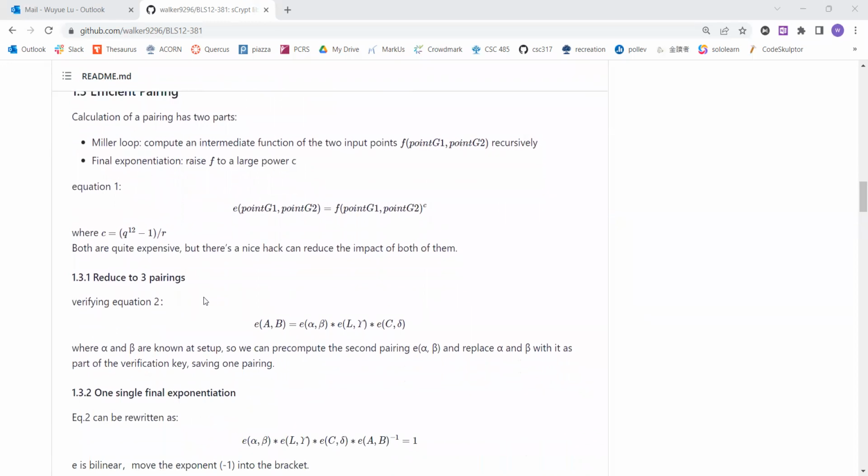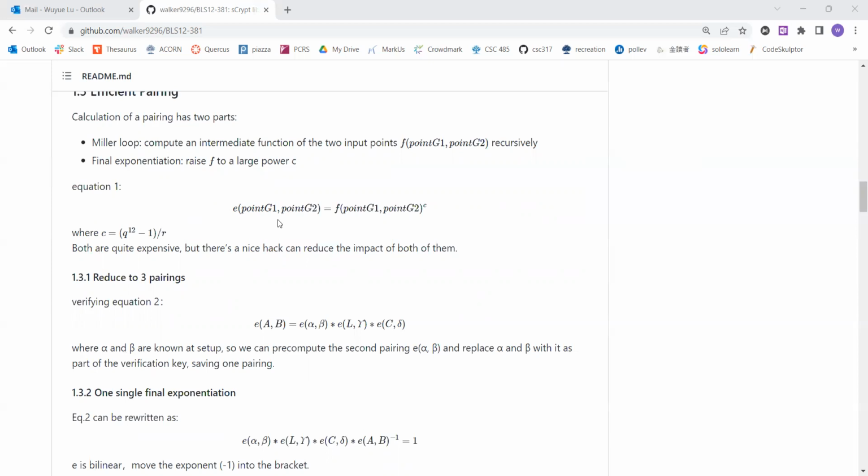So the calculation of a pairing consists of two parts. First is a Miller loop, where we compute an intermediate function of the two input points using the function f and do it recursively. The second step is to apply a final exponentiation. So here you can see this equation 1. We apply the function f to point G1 and point G2, and then raise the value of f to a large power c.